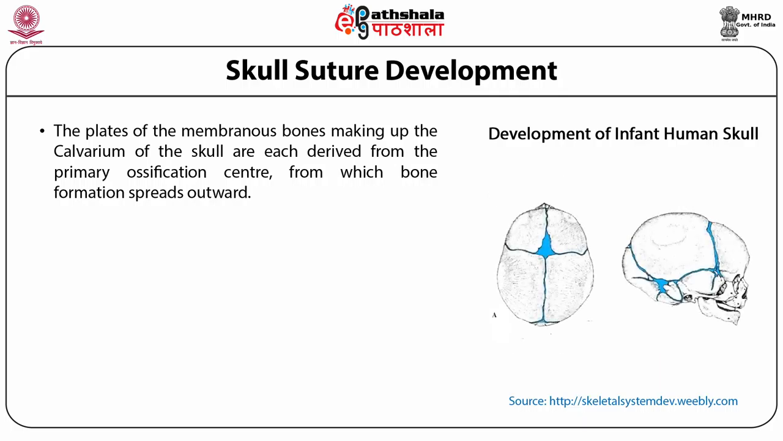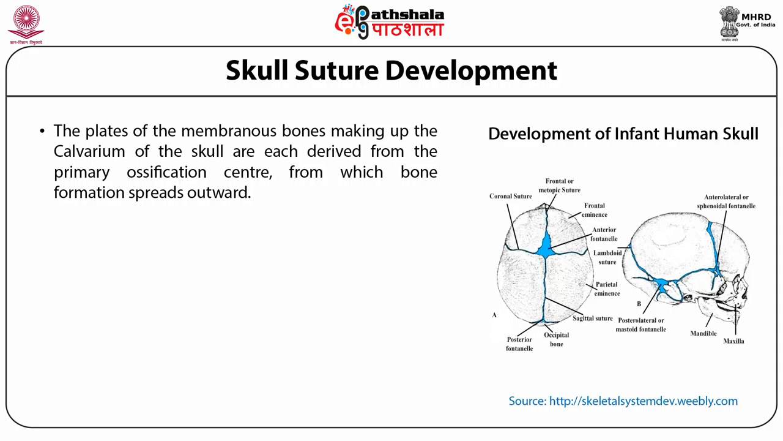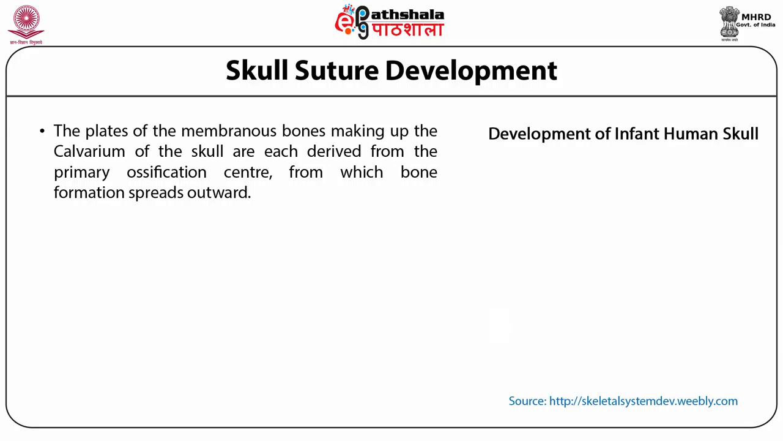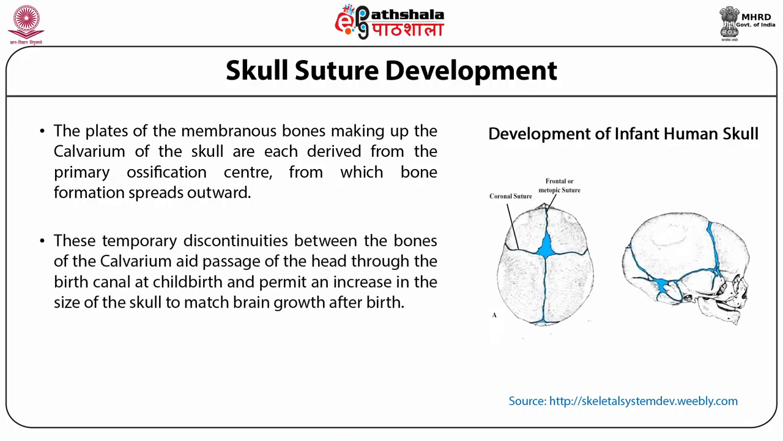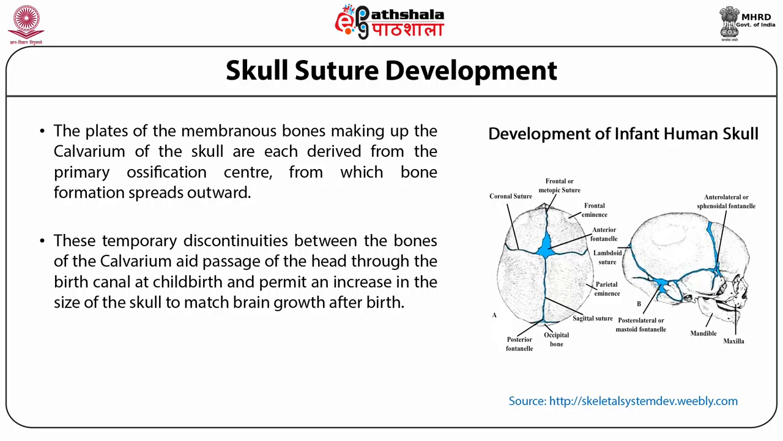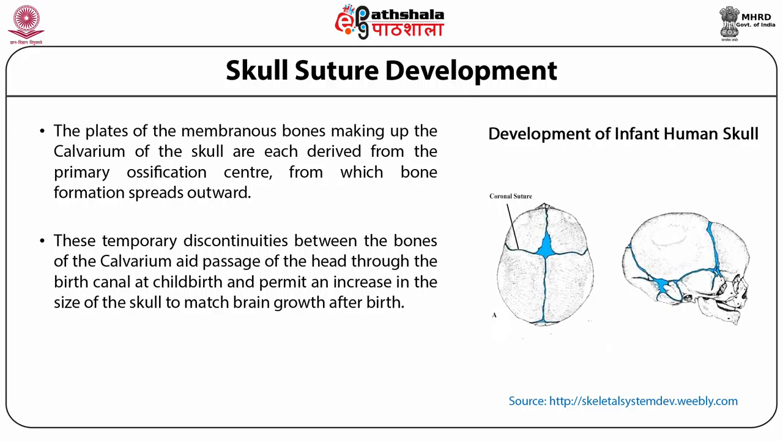However, the individual plates do not fuse with each other during perinatal development. As a consequence, newborn babies have unfused, that is, open sutures and fontanelles. These temporary discontinuities between the bones of the calvarium aid passage of the head through the birth canal at childbirth and permit an increase in the size of the skull to match brain growth after birth.